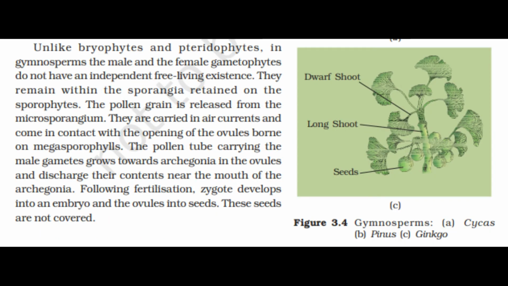Unlike bryophytes and pteridophytes, in gymnosperms, the male and female gametophytes do not have an independent free-living existence. They remain within the sporangia retained on the sporophytes. The pollen grain is released from the microsporangium. They are carried in air currents and come in contact with the opening of ovules borne on megasporophylls. The pollen tube carrying the male gametes grows towards archegonia in the ovules and discharges their contents near the mouth of the archegonia. Following fertilization, the zygote develops into an embryo and the ovules into the seeds. These seeds are not covered.